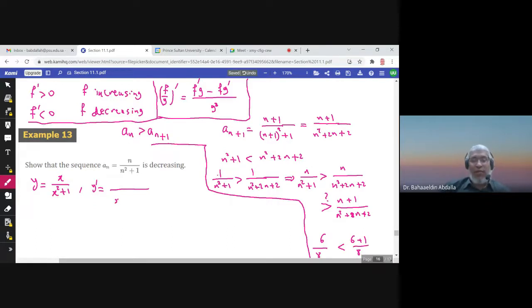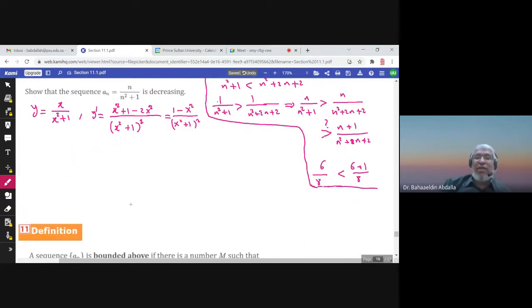So I have x squared plus 1 to the power 2. And the derivative of the numerator, which is 1, times the denominator, minus the derivative of the denominator, which is 2x, times the numerator. So I have 2x squared. So the numerator would be 1 minus x squared minus 2x squared, which is 1 minus x squared. And here I will have x squared plus 1 to the power 2.